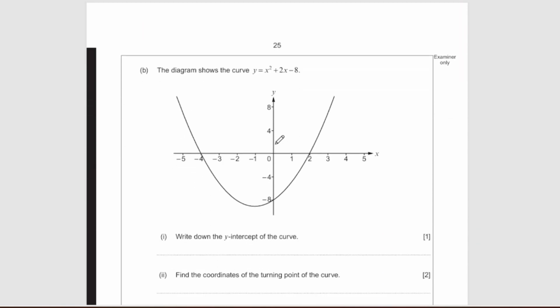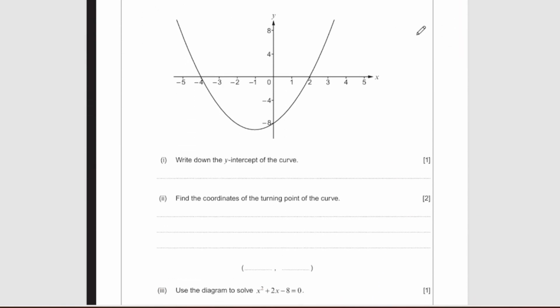Next question then, question B. The diagram shows the curve y equals x squared plus 2x minus 8. Write down the y-intercept of the curve. So the y-intercept is where the line crosses the y-axis. Here's our y-axis, and it crosses at this point here, -8. Find the coordinates of the turning point of the curve.